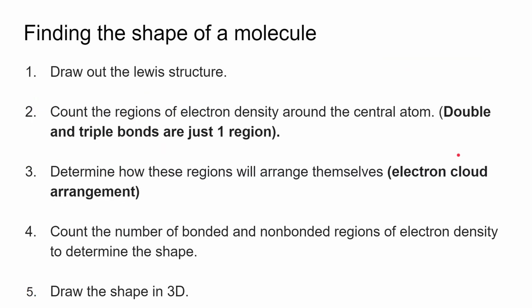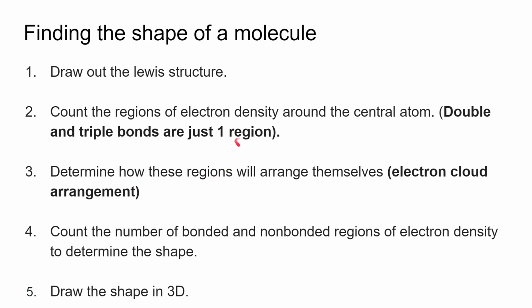Okay. So finding out the shape of the molecule, how we do it. We draw out the Lewis structure. So you guys can all draw out the Lewis structure now, which is fantastic. Count the regions of electron density around the central atom. Double and triple bonds are just one region because they're all together. Determine how these regions will arrange themselves. We call this electron cloud arrangement.